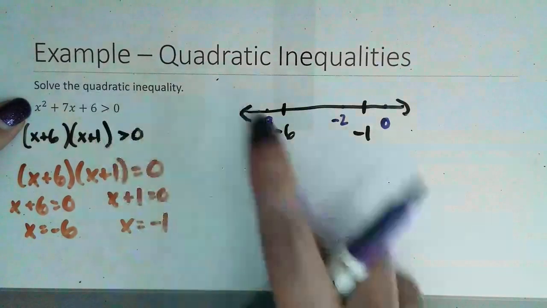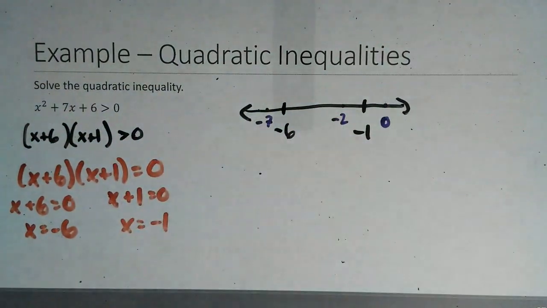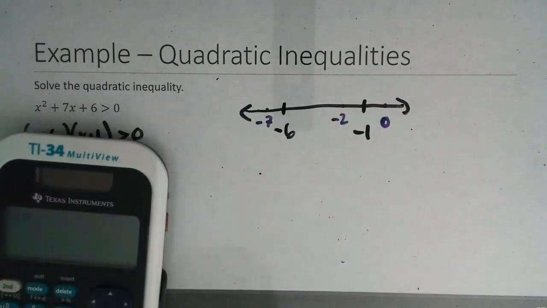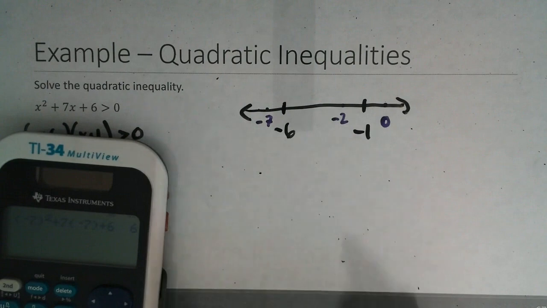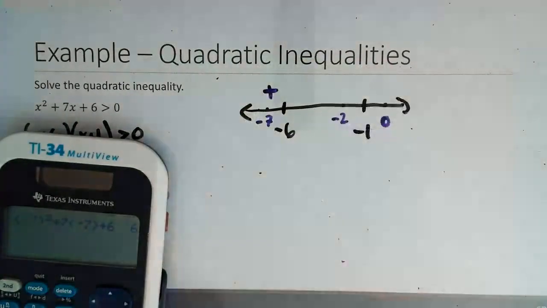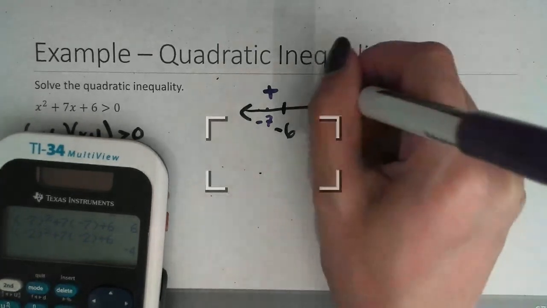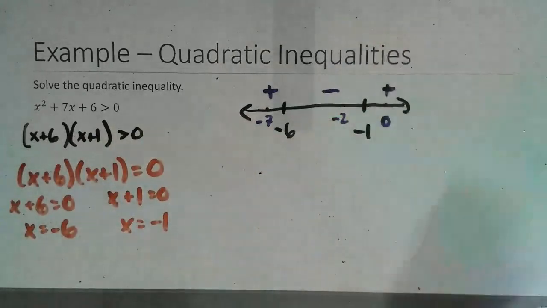We already know it turns out 0 if we use negative 6 or negative 1. So each of these values should be either positive or negative. So I'll start by plugging in negative 7. So we have negative 7 squared plus 7 times negative 7 plus 6 is 6, which is positive. So I'm going to put a plus sign here. Plugging in negative 2, I'll have negative 2 squared plus 7 times negative 2 plus 6 is equal to negative 4, so this section is negative. And then if I plug in 0, I'm just going to get a positive 6, so that'll be positive.